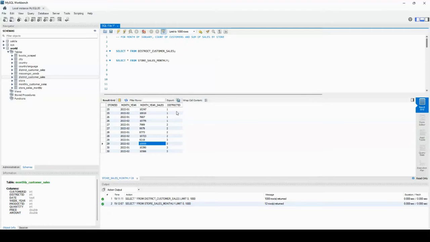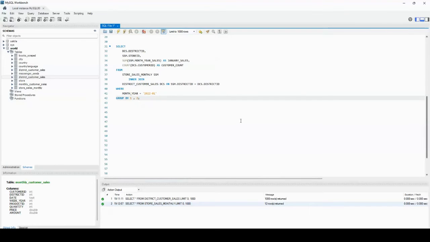So one thing that would be a very easy thing to note is that district ID happens to be in both of our district customer sales table and our store sales monthly table. So this is great. If we're thinking we want to just join these two tables based on district ID, that's probably where a lot of our minds would go first. But let me show you what happens when we do that.